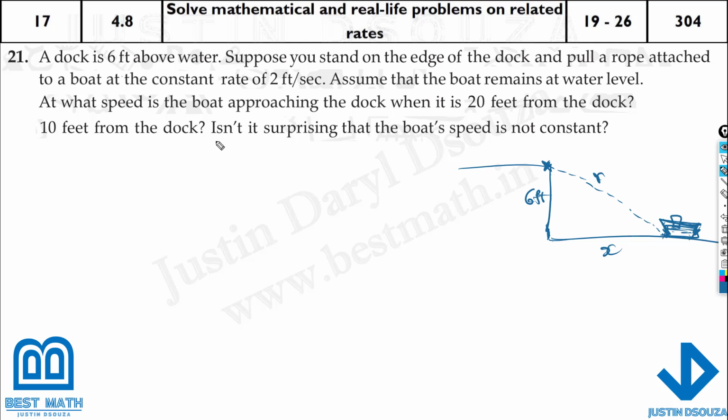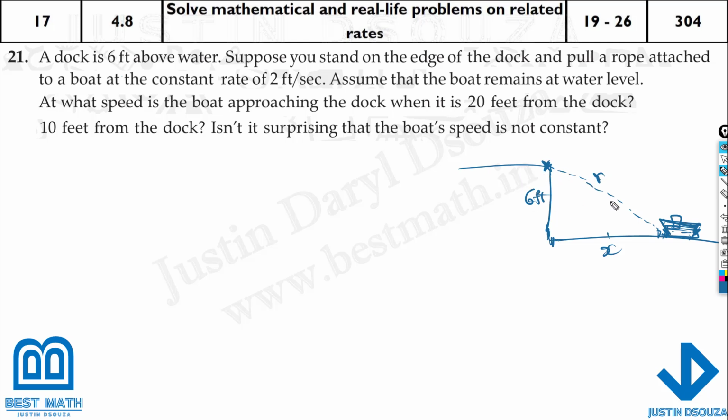At what speed is the boat approaching the dock when it is 20 feet from the dock? So this x value has been told to be 20 feet. And also another question: 10 feet from the dock, somewhere over here, when it reaches, what will happen? Isn't it surprising that the boat speed is not constant? Let's solve it and then we will check it out.